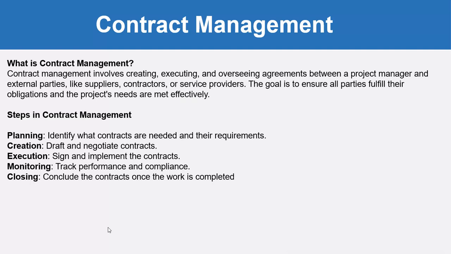Now we can talk about the steps in contract management. First one is the planning, means identify what contracts are needed and their requirements. Then creation, means draft and negotiate the contracts. Execution means sign and implement the contracts. Monitoring means track performance and compliance. And closing means conclude the contracts once the work is completed.